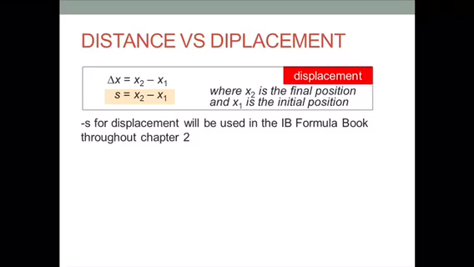The formula used for displacement is delta x equals x2 minus x1, or s equals x2 minus x1. x2 is used as the final position and x1 indicates the initial position of the object in discussion. In the IB formula book, s is used for displacement and it will be used throughout chapter 2, not only in this video but the following videos as well.